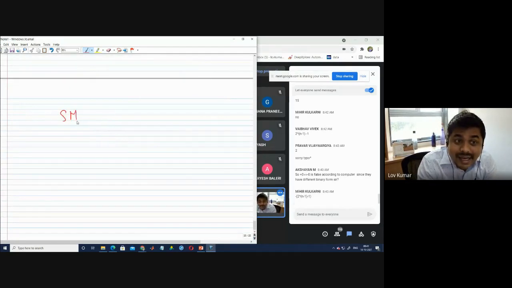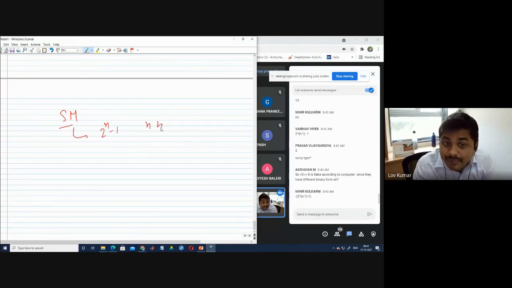If you are taking the sign magnitude representation of a number, you can write a maximum of 2 to the power n minus 1 numbers with n bits, and you can write from a minimum of minus 2 to the power n minus 1 minus 1 to 2 to the power n minus 1 minus 1. This is the range of the number.